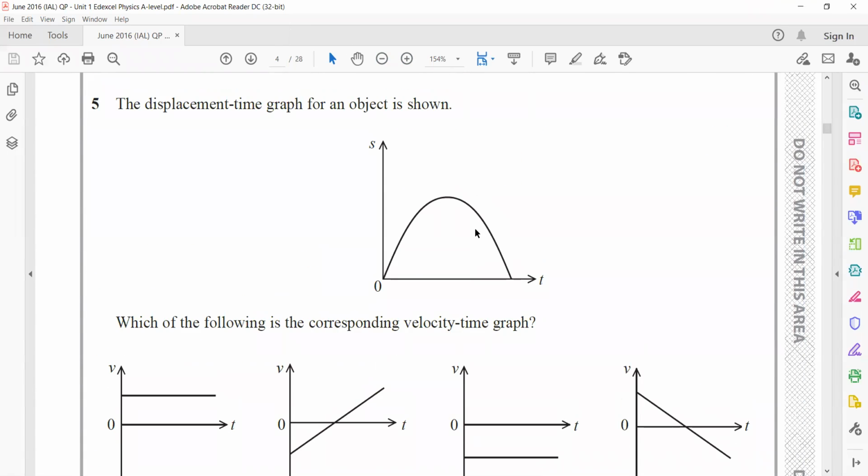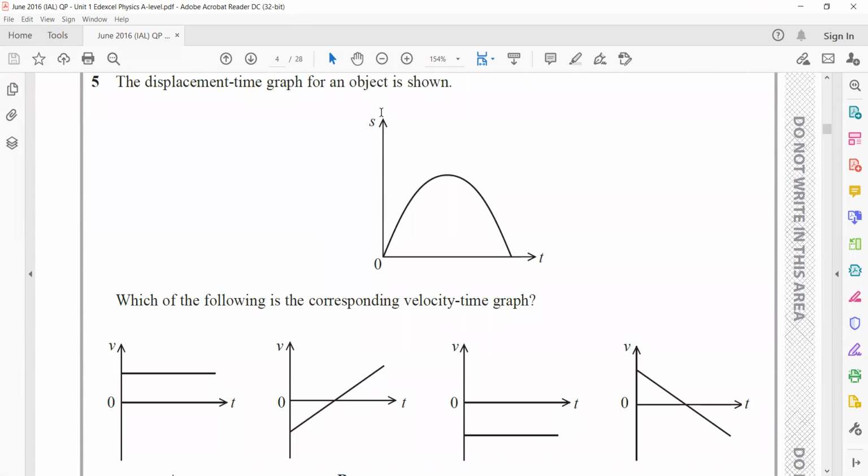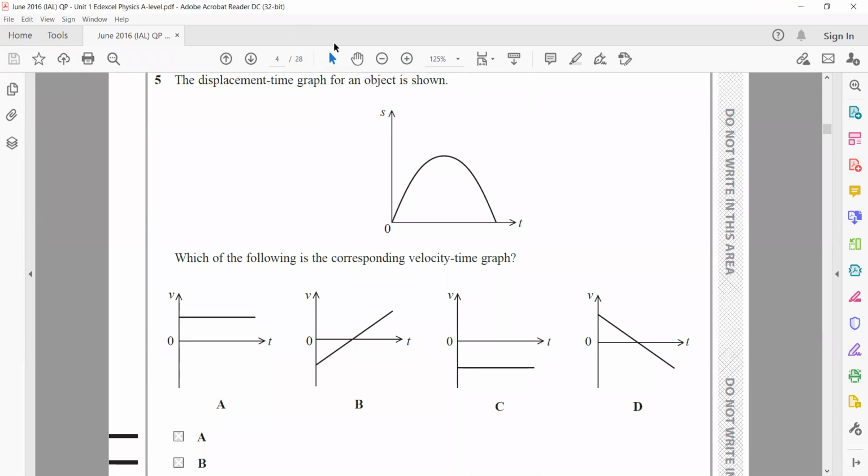The displacement time graph for an object is shown. Which of the following is the corresponding velocity time graph? In a displacement time graph, the slope represents the velocity. We divide this graph into two parts, A, B and C. From A to B, what is happening? The slope is decreasing. It means the velocity should decrease.